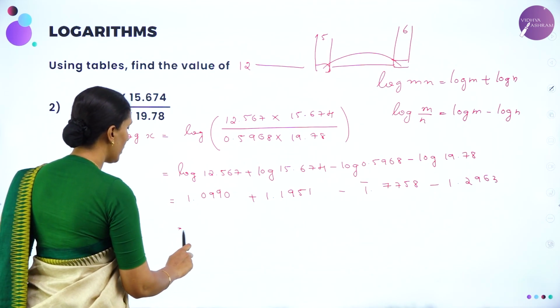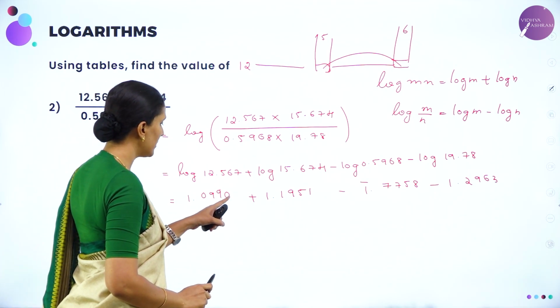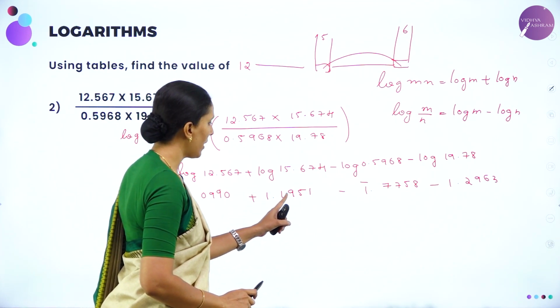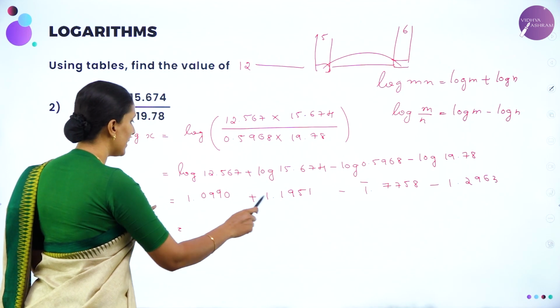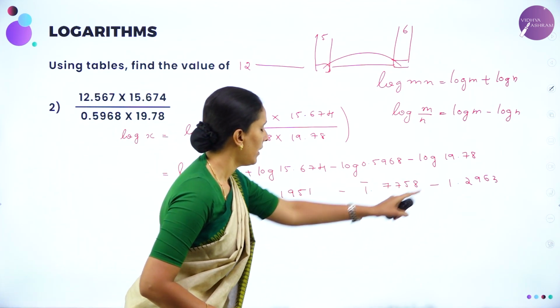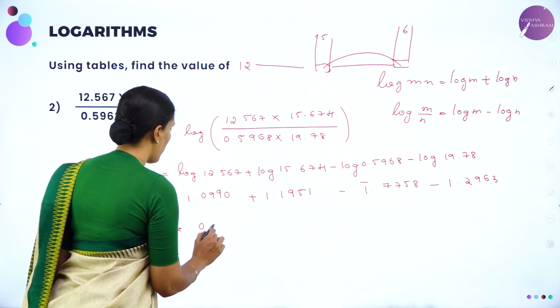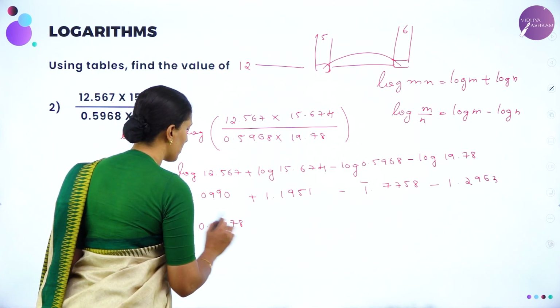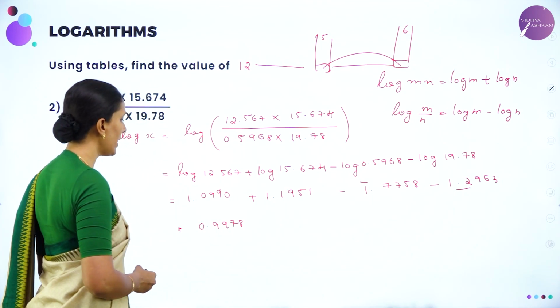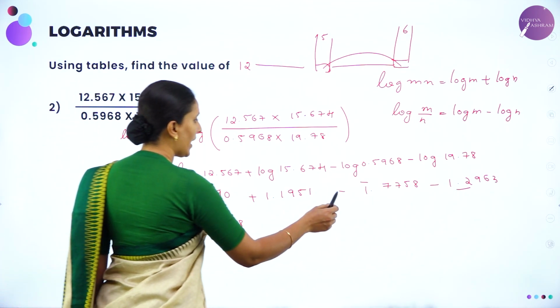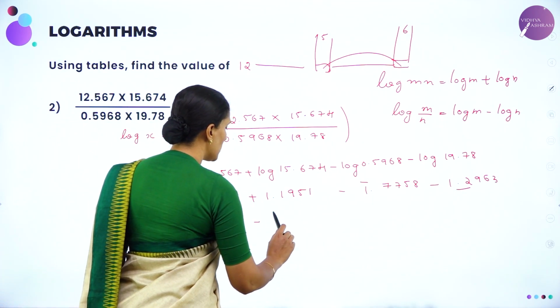Now, here clearly we know that 1.090 is a plus 1.1951 and here we have minus. So, we'll add these two numbers. Then we will finally get 0.9978. So, adding this and subtracting this value, we will get 0.9978. Next, we have here minus of this. So, how to write this?